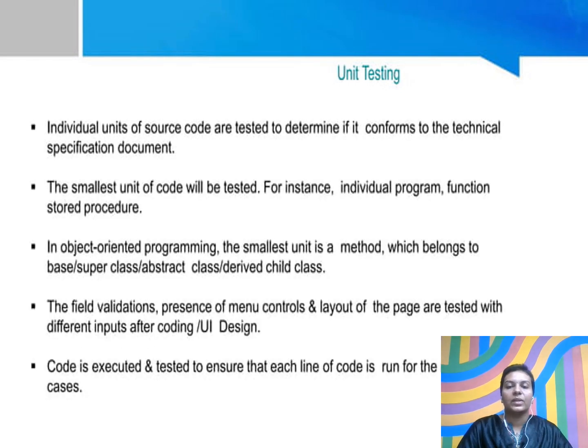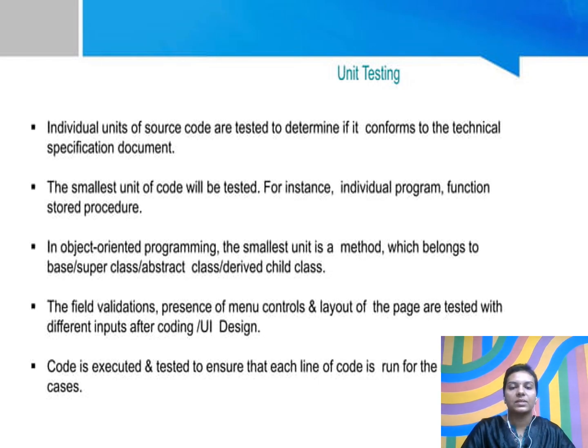Unit testing. Unit testing is the base level of testing, which is done by the developers themselves. It is used to test the modules, which are the smallest parts of the program. Individual units of source code are tested to determine if they conform to the technical specification document. The smallest unit of code will be tested. For instance, individual program functions or procedures are the smallest unit of testing.